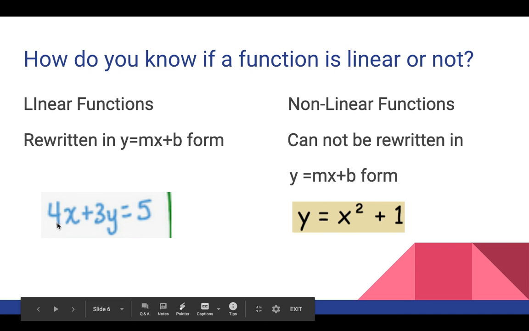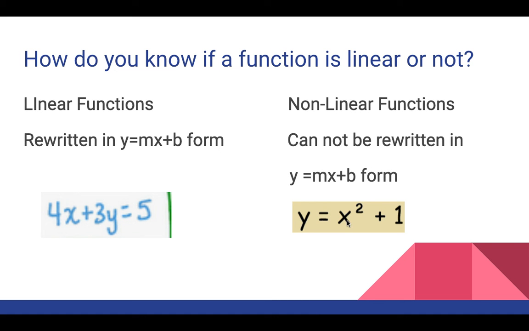Basically, we have a y and an x. It's nonlinear if you have something other than a y and an x. So here we have a y, but we have an x squared. So anything that's not just a regular x is going to be a nonlinear function.